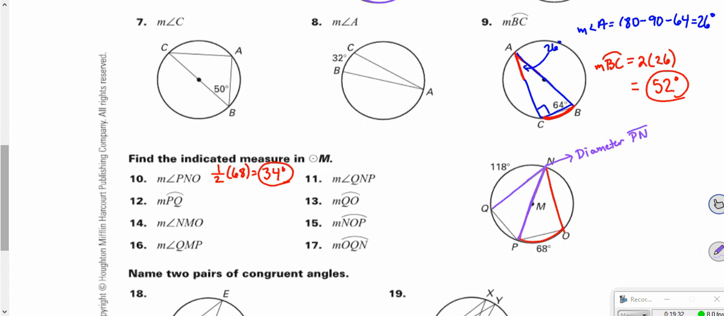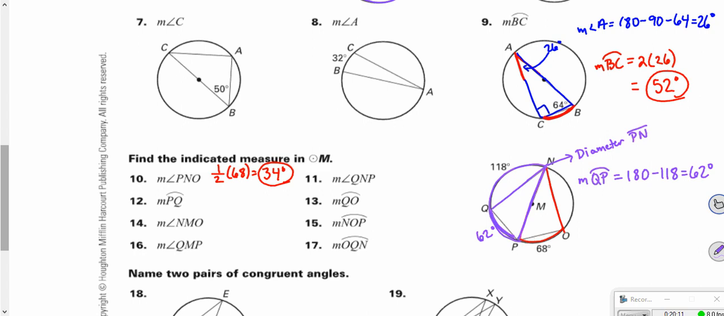I do know that PN is the diameter. Now, if that's a diameter, that makes this whole arc measure 180, right? So then can I use that information to find the arc length of QP? Okay, so the measure of arc QP is 180 minus 118, which makes it 62. So this arc is 62 degrees.